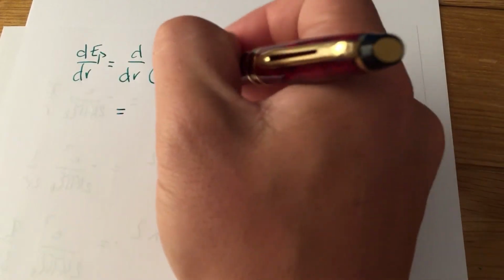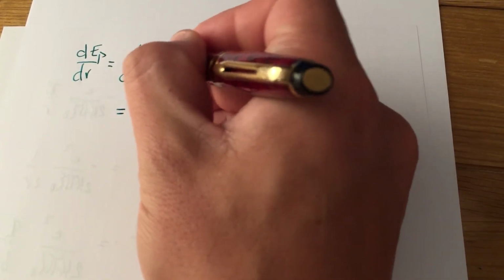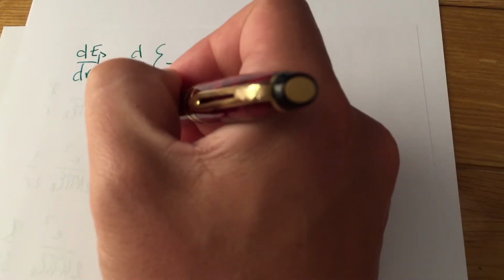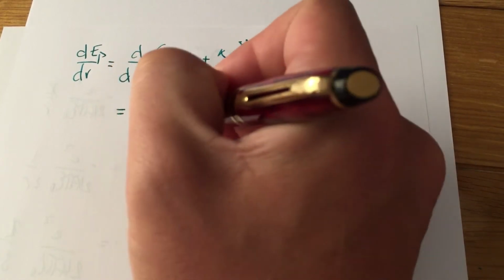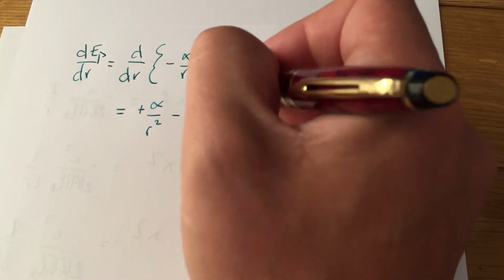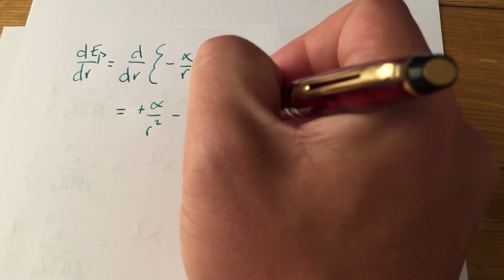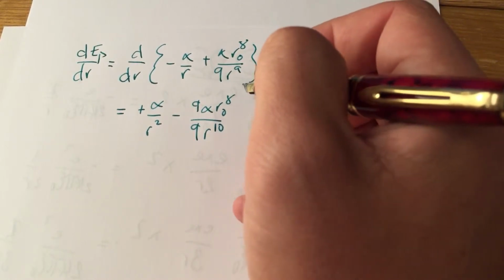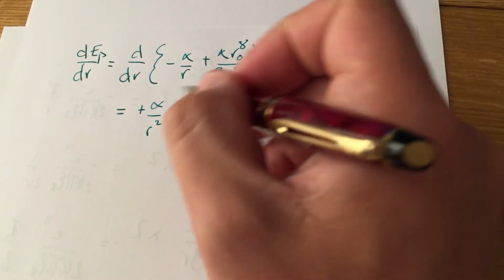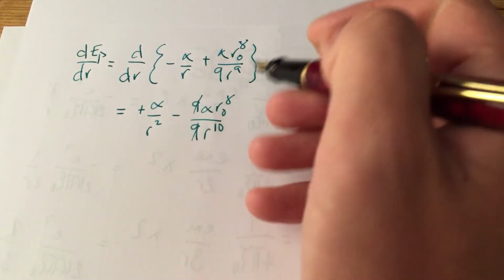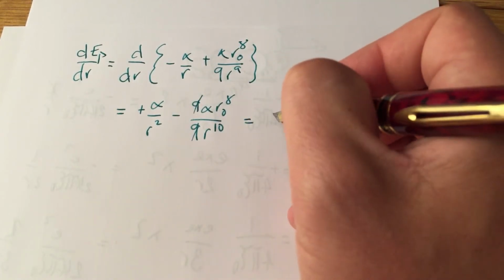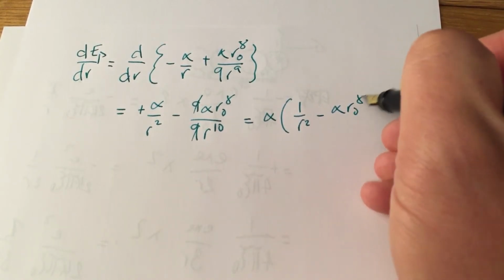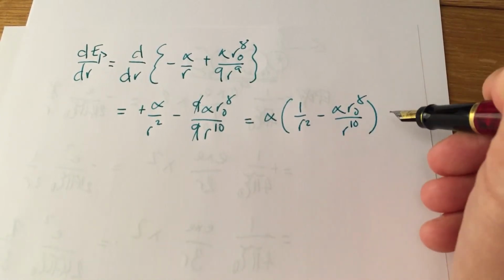Minus alpha over r plus alpha r naught to the 8 over 9r to the 9. Okay then, so we multiply through by minus 2, take the minus 1 and multiply through by it, so that gives us plus alpha over r squared minus, but bring the 9 up, so minus 9 alpha r naught to the 8 over 9 r naught to the 10. So first bit, straightforward, those cancel, and that's fine. Let's factorise alpha out: 1 over r squared minus alpha r naught to the 8 over r to the 10.